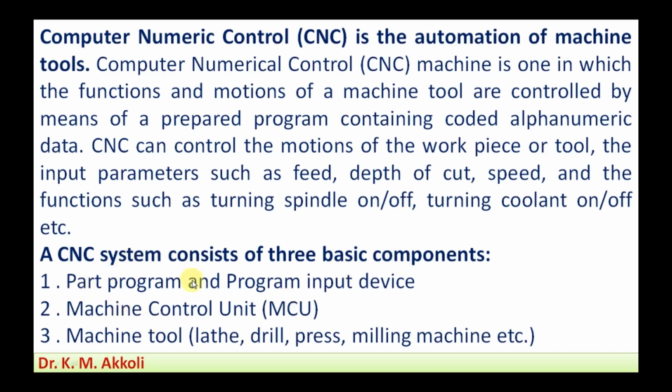Mainly, a CNC system consists of three basic components. The three basic components are the part program and program input device, the machine control unit MCU, and the machine tool such as lathe, drill, press, milling machine, etc.